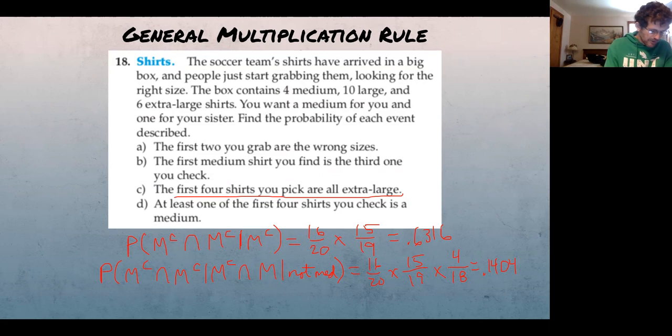So that means we want to find the probability of 4 things happening. I pick up an extra large shirt, and next I pick up an extra large shirt on the condition that I got an extra large shirt, and that I get an extra large shirt on the condition I got 2 extra large shirts. It's going to be a bunch of X's. And I get an extra large shirt on the condition I got 3 extra large shirts already.